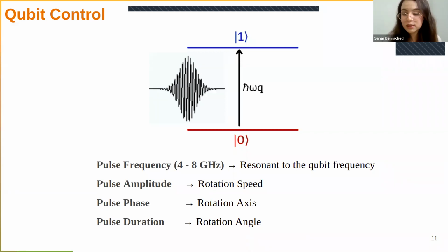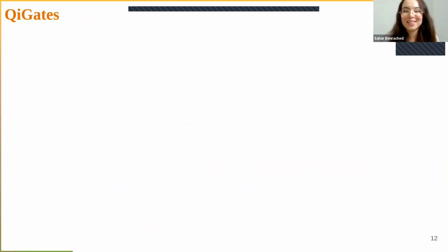So the frequency of the pulse is resonant to the qubit frequency, and for the Transmon case, it's usually between 4 to 8 gigahertz. The pulse amplitude would determine the rotation speed, the pulse phase would determine the rotation axis, and the pulse duration would determine the rotation angle. So based on this description of how we control the qubit state, we can design quantum gates for superconducting qubits. And this is what I will be explaining, starting from this slide.